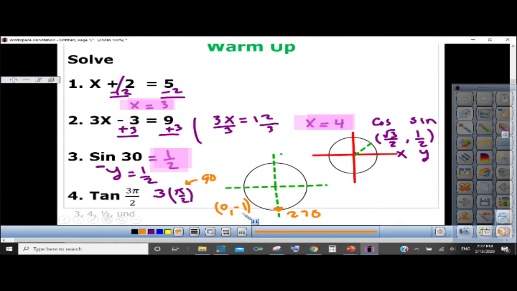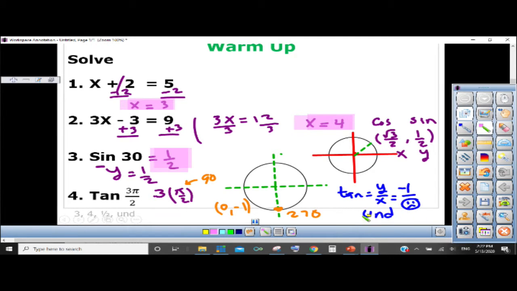So I am going to look at the point here. I'm going to decide how do I get the tangent. Tangent, if you remember from last time, is y over x. And in this case, it's going to be -1 over 0. That's not right. I should say this is not desirable, but that's what we've got. It's undefined or does not exist. However you want to slice it, you're going to get a frown face for that. All right? So that's what we do for the warm-up.